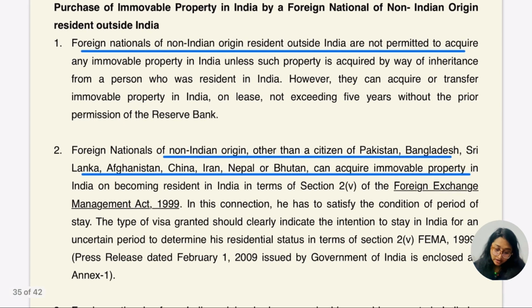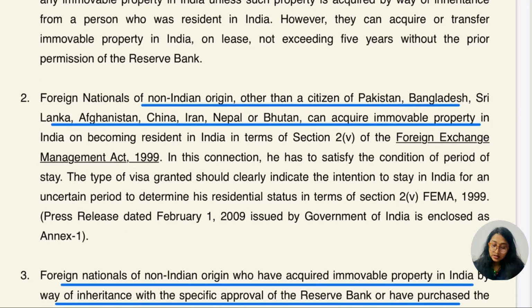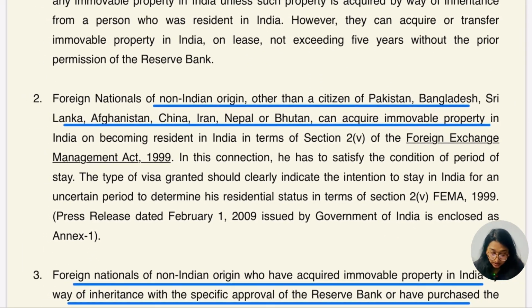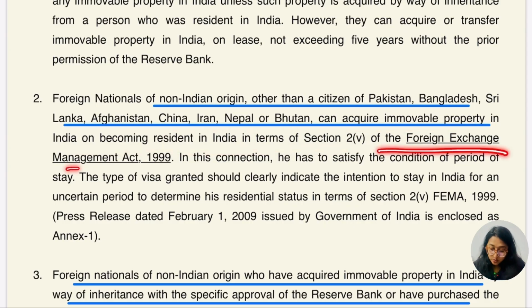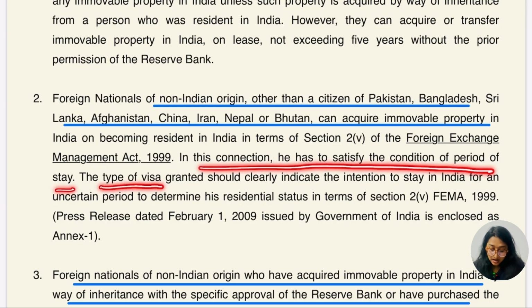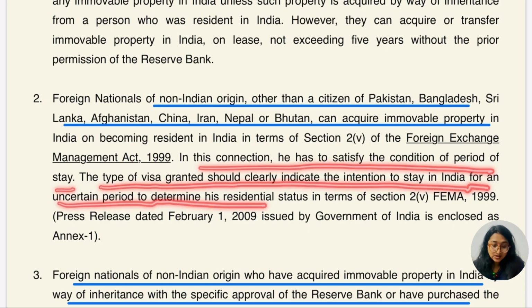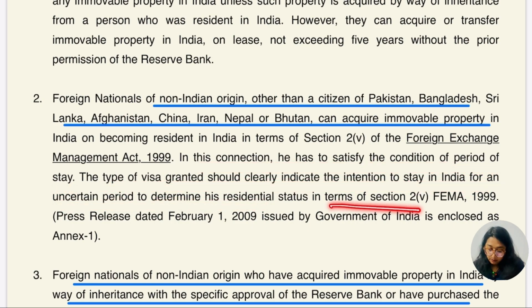Foreign nationals of non-Indian origin, other than citizens of Pakistan, Bangladesh, Sri Lanka, Afghanistan, China, Iran, Nepal or Bhutan, can acquire immovable property in India on becoming resident in India in terms of Section 2(5) of the Foreign Exchange Management Act 1999. In this connection, they have to satisfy the condition of the period of stay. The type of visa granted should clearly indicate the intention to stay in India for an uncertain period, to determine residential status in terms of FEMA 1999.